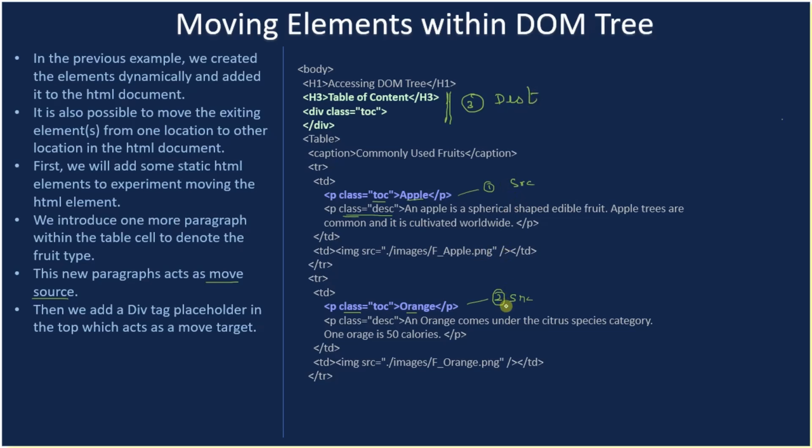That means we collect all these sources and place them here in the table of content at the top. We are not doing a copy, we are moving it. That means the element will be removed here and it will be placed there. The goal is to form a table of content at the top of the document. So that's what we are going to do. And we have the h3 that states table of content. Then we have the div tag. And from here, we are collecting the existing element and we are going to place that inside this div tag.